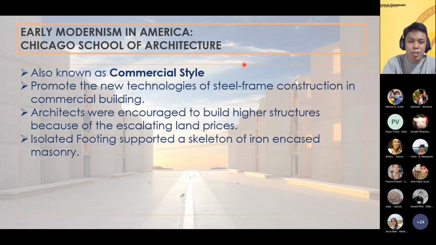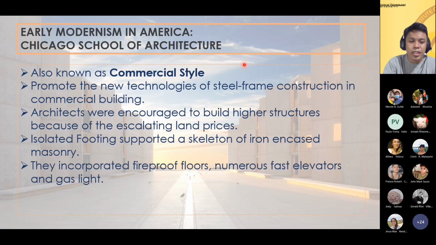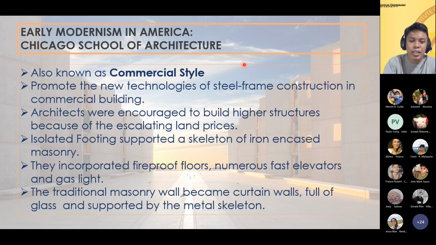So footing or isolated footing supported a skeleton of iron encased masonry. So nag-start na siya during the early modernism. Before, bato lang ilang gamit, but this time around nigamit na sila og steel, murag concrete with the steel. They incorporated fireproof floors, numerous fast elevators, and gaslight. And then the traditional masonry wall became curtain walls, full of glass walls and supported by metal skeleton.